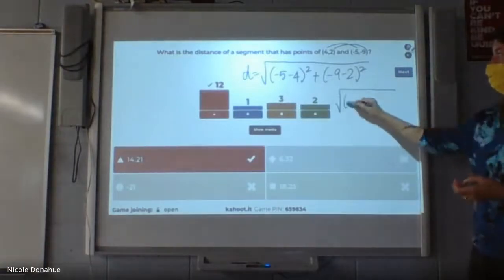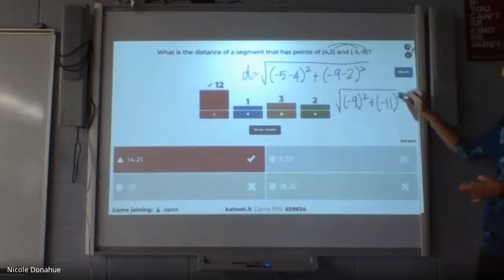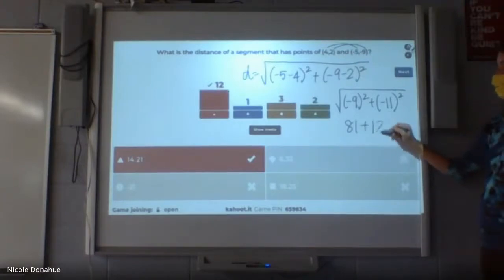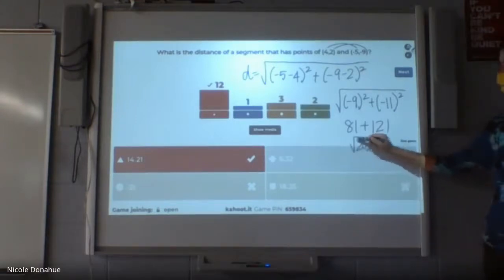So this becomes a negative 9 squared. This is a negative 11 squared. Now again, anytime you square a negative, it actually becomes a positive. Something negative times itself is just going to be a positive. So this is 81. This is 121, right? It's going to be 202, is that right? So we're at the square root of 202.